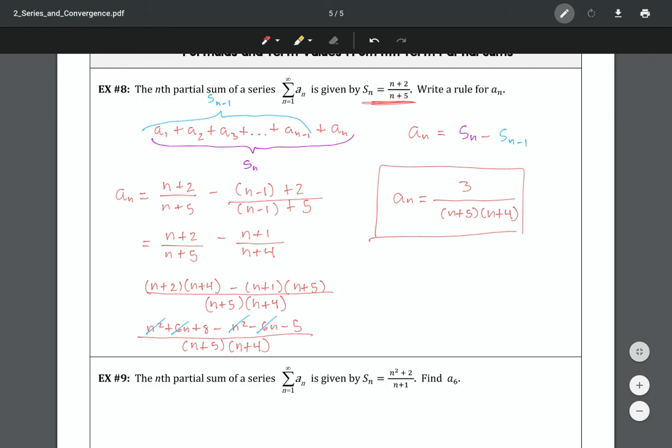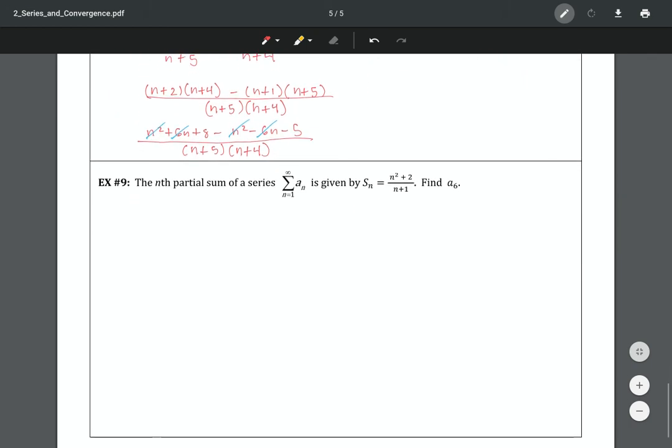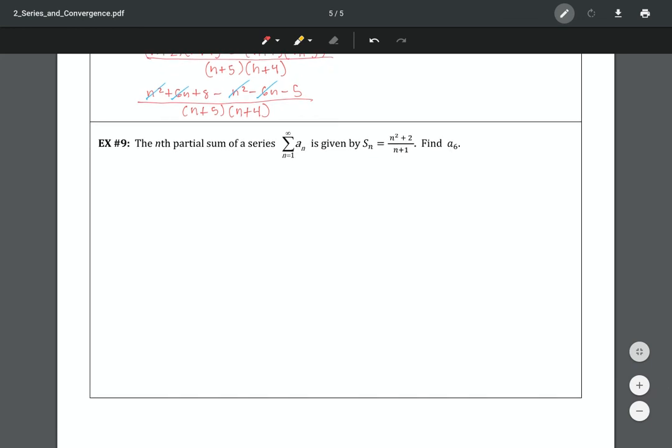Okay. So let's go ahead and go to the last example. So this is very similar to what we have just done, but it's a little bit different. So notice that on this one, we're asked to find a of 6. All right, a of 6 stands for the last term on the sequence, okay?